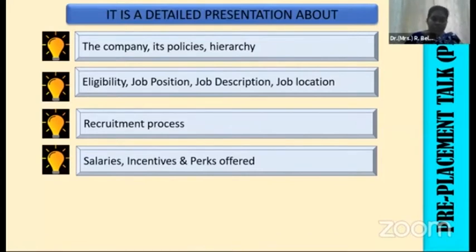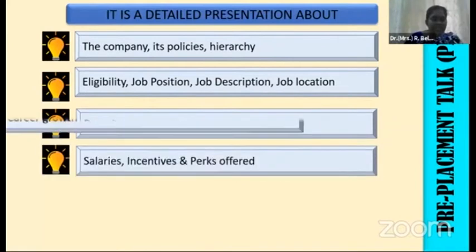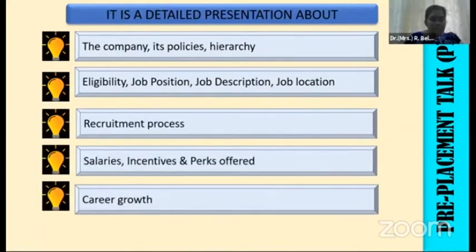Perks are extra things like Sodexo pass or things like that. Then the career growth. So you join us, for the first 2 years you'll be with us. After you complete 2 years, you can do an MBA program in such and such organization, or we will give you a promotion, all that.